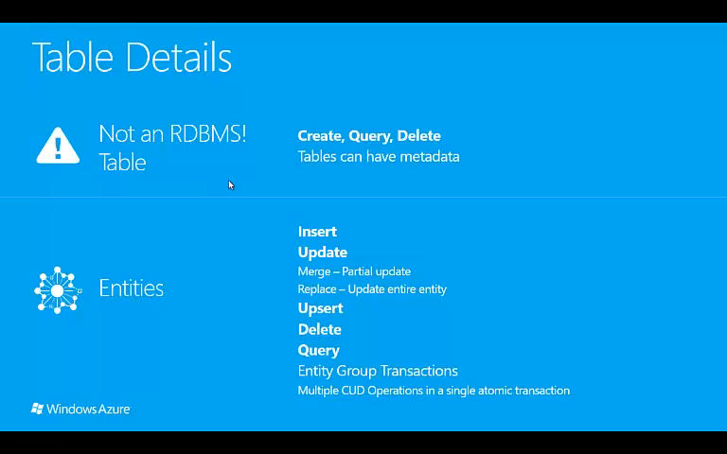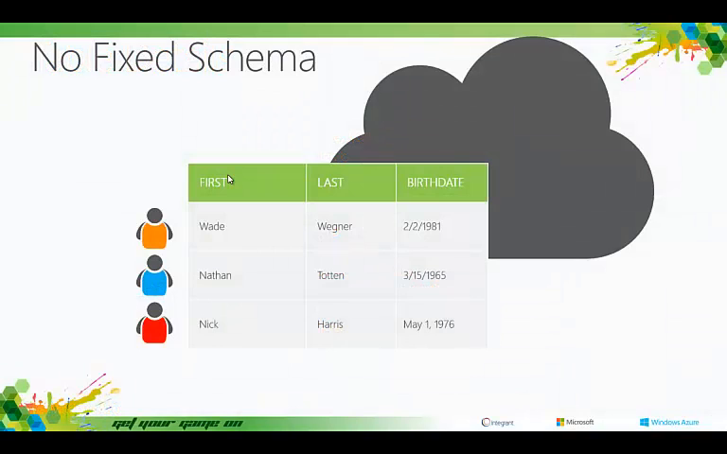So a couple of key things about table storage. This is not a relational database management system, right? This is a NoSQL type of property value store. And what you have in a table is a bunch of entities. We have insert, update, delete concepts on those entities, and you can also come back and query those. So we have some concepts similar to what you might be used to in a relational database, but this is not a relational database. It's also not a fixed schema.